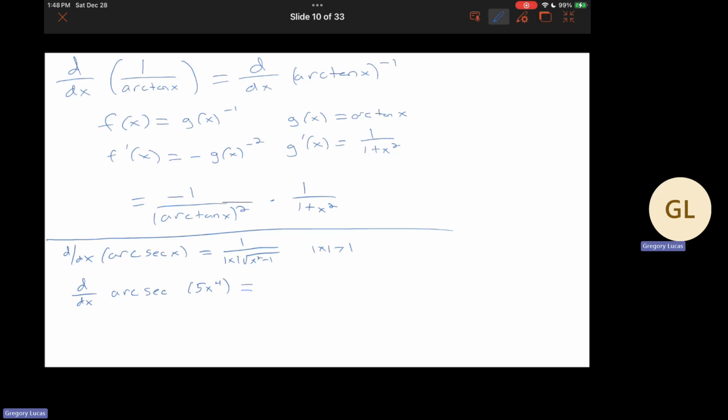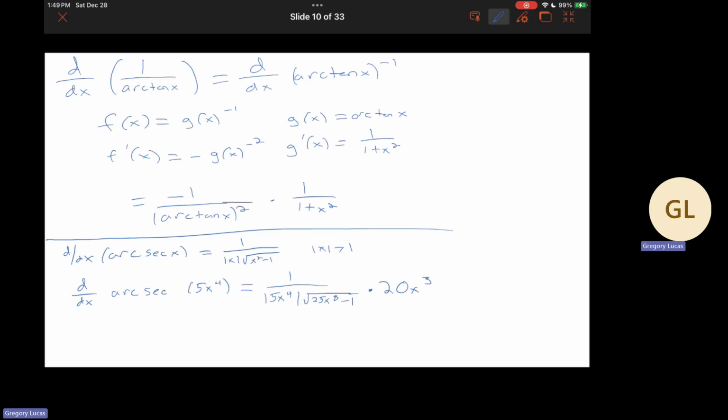Then we could write this as 1 over the absolute value of 5x to the 4th times the square root of, we're going to have to go ahead and square our 5x to the 4th, so 25x to the 8th power, and then minus 1. So I'm just plugging in 5x to the 4th for my x. But then I have to be careful. I also have to multiply by 20x to the 3rd.